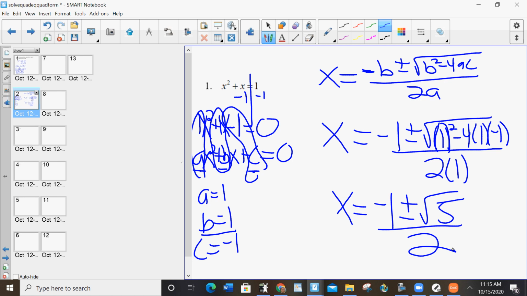Now my next step is to reduce the radical off to the side if possible. I can't reduce radical 5, so I am done. There are going to be examples where we have to go further, but if I can't reduce the radical, then I'm done. Let me pull up the steps on this. They're in the front of your packet. I'm going to pause.